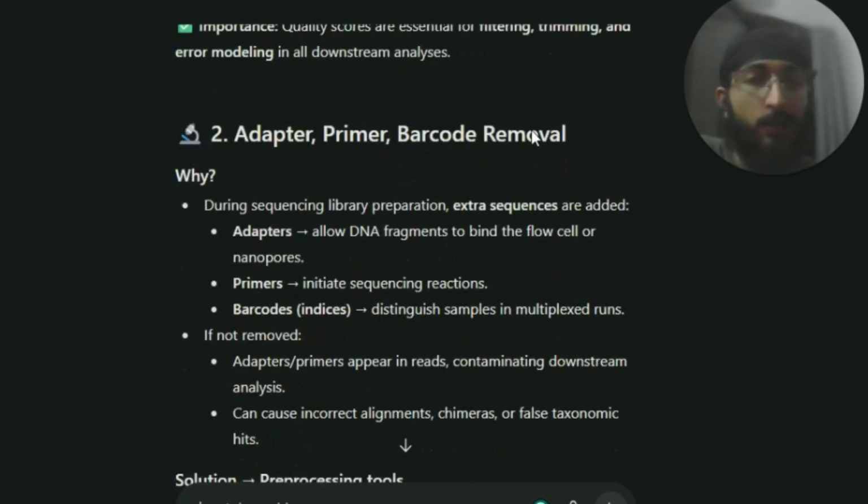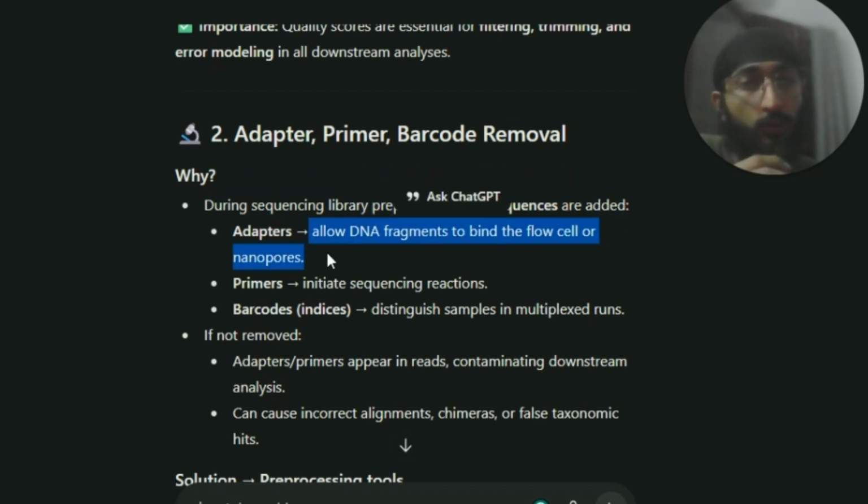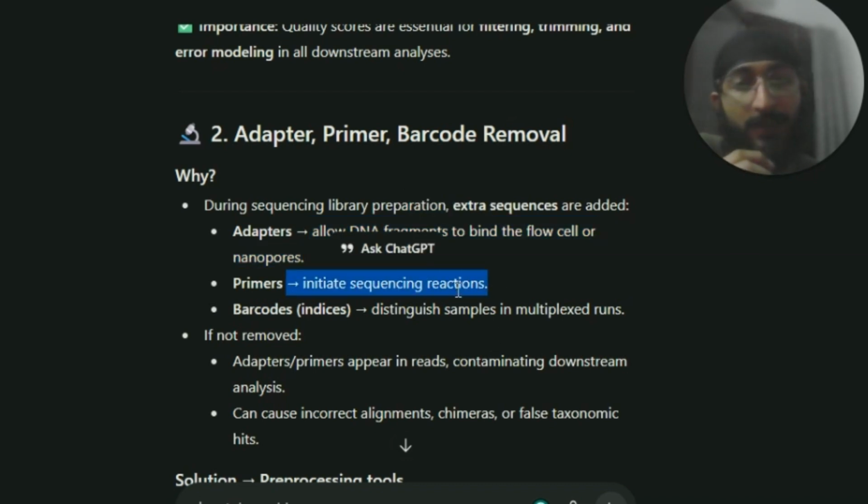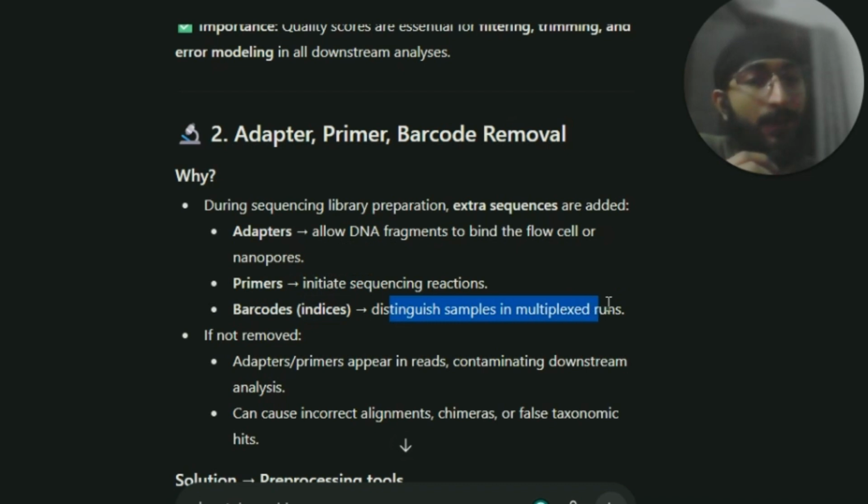Then we have the adapter, primer, and barcode removal. So why? During library preparation for sequencing, extra sequences are added. Adapters allow the DNA fragments to bind the flow cell or nanopores. Then primers initiate the sequencing reactions, and barcodes are indices which distinguish samples in multiplex runs.